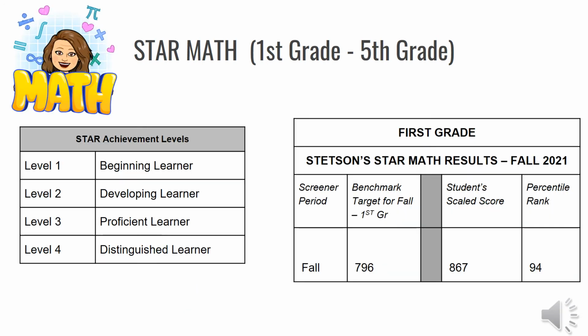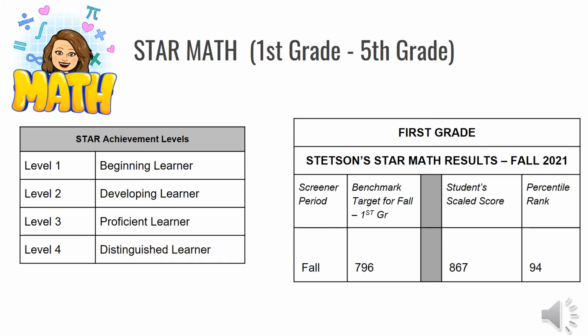Based on where your child scores in comparison to the benchmark target, he or she will be placed into one of these four categories: distinguished learner or proficient learner for those students at or above benchmark, or developing and beginning learners for those that are below the benchmark cut score.